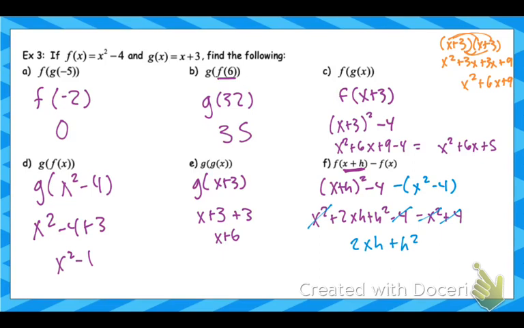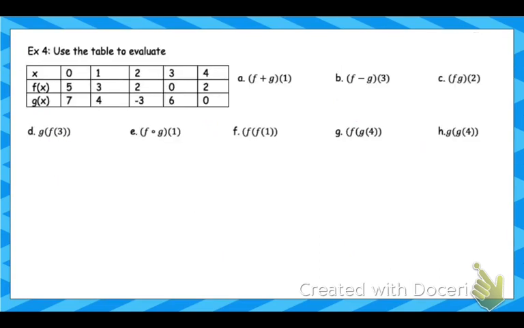All right, the last two examples, nothing new, a little bit different way of looking at it. So we're going to look at a table this time. So starting with A, that is f plus g of 1. So f plus g of 1 means f of 1 plus g of 1. Well, f of 1, if I look at my table, when x is 1, f of 1 is 3. G of 1, if I look at my table, when x is 1, g is 4. So this is just 3 plus 4, which is 7.